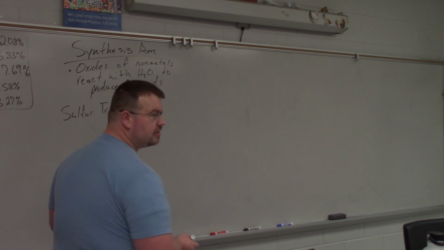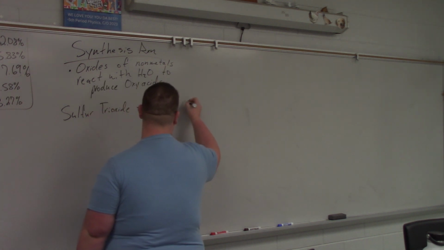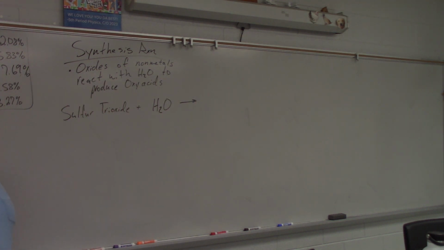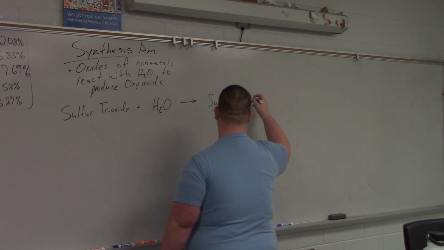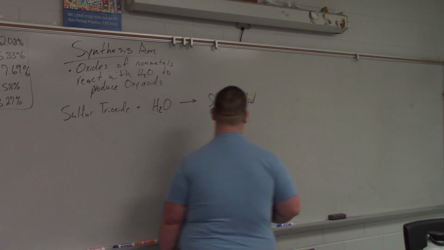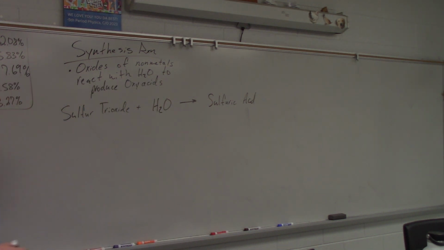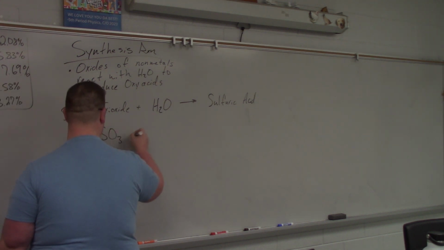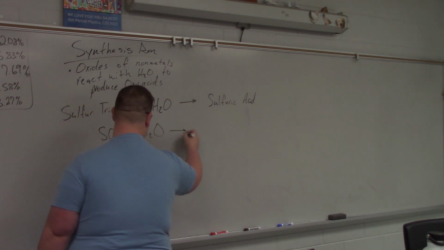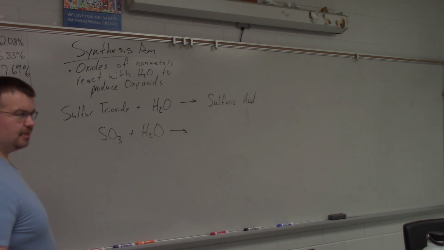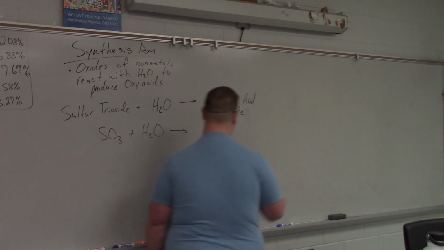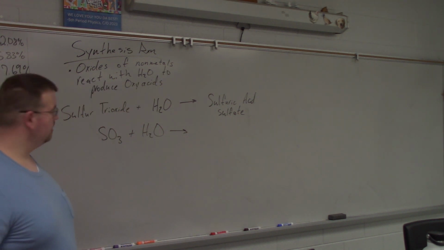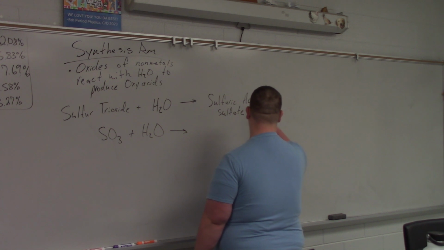All right, so if I got sulfur trioxide plus water, then what this will actually produce for us is sulfuric acid. So to get the chemical formula down, we have sulfur trioxide is SO3 plus H2O go to sulfuric acid. The ic acid comes from the ate, so sulfate is what we're looking at. So I have sulfate, which is SO4 2-.